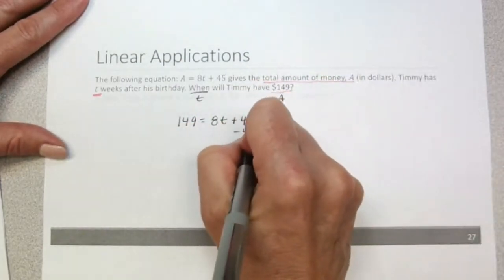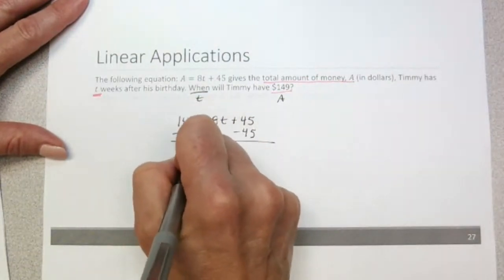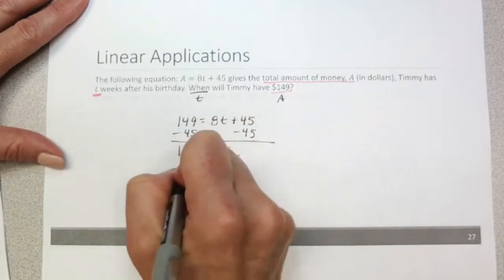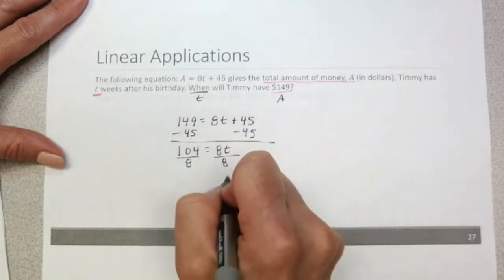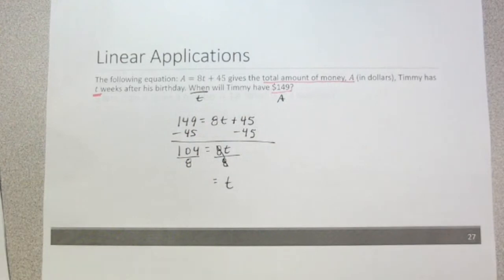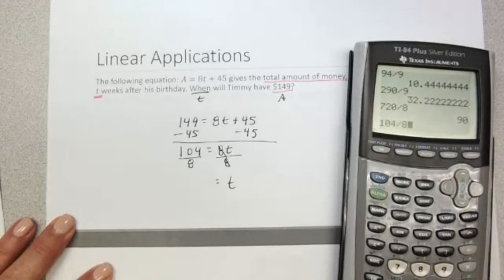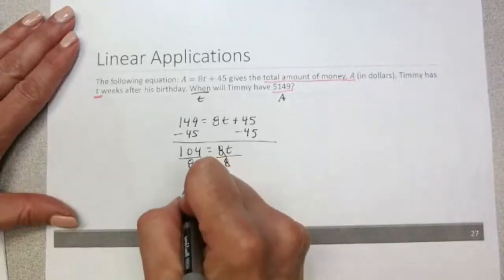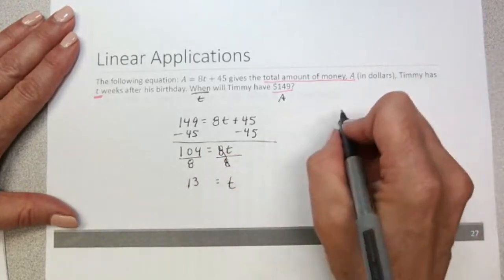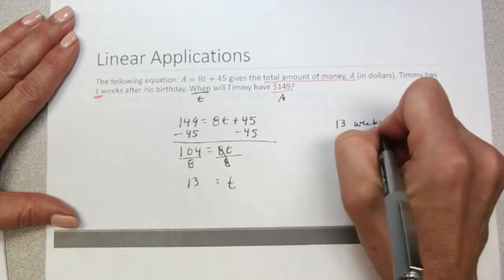We'll subtract that 45 from both sides. So 104 is equal to 8t. Then we'll divide both sides by 8. And we'll see that t equals, it's late in the day, I'm going to put this in my calculator, 104 divided by 8, 13. So we just found that Timmy has $149 13 weeks after his birthday.